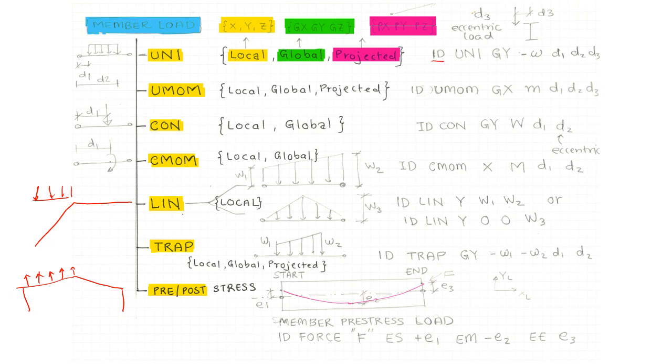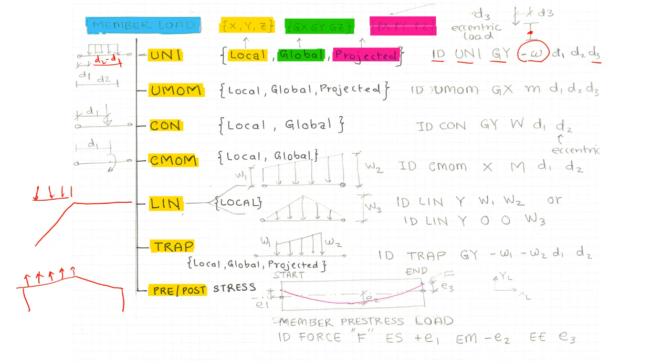And then the ID, uniform GY, the load value. D1 means the start distance of the uniformly distributed load. D2 is where it is stopping. So it will apply for the length of D2 minus D1. And if we have an eccentric load, then the D3 distance. Eccentric means if this is the neutral axis, x-axis, and the load is offset, then we can give the D3 distance.